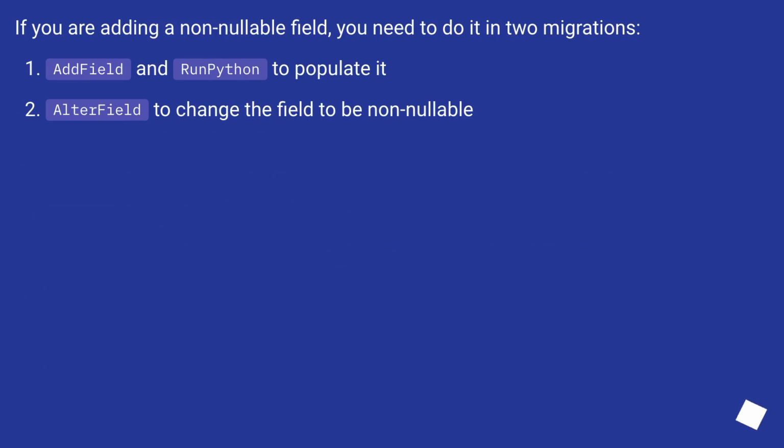If you are adding a non-nullable field, you need to do it in two migrations. Add the field and run Python to populate it. Then alter the field to change it to be non-nullable.